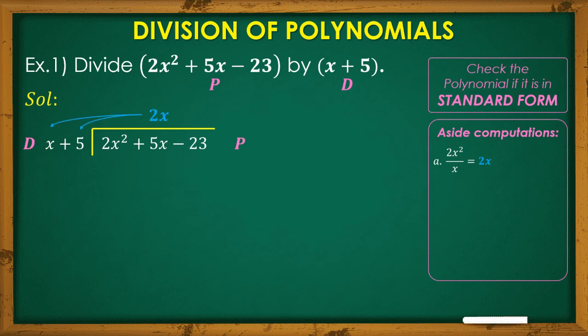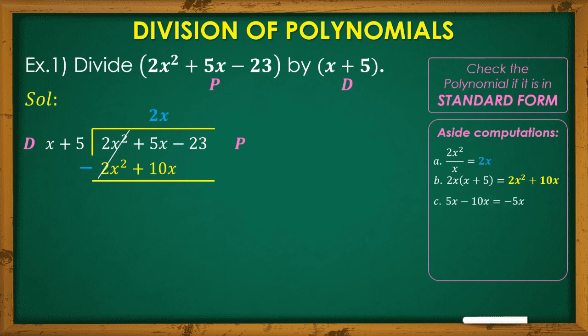Next, multiply. Multiply 2x to the divisor x plus 5. By distribution, 2x times x is 2x squared, 2x times 5 is 10x. Then, dito natin siya ilalagay. Ano yung sunod? Correct, subtraction. Maka-cancel out yung first terms. At ano ang 5x minus 10x? It's negative 5x. Next, bring down negative 23.